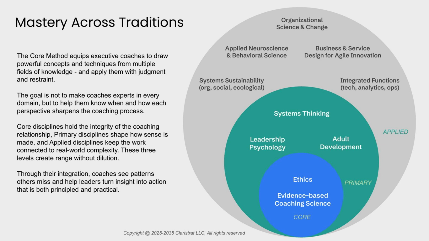At the primary level, we build depth with leadership psychology, adult development, and systems thinking. These disciplines provide the scaffolding for growth, helping leaders move through developmental stages, expand perspective, and handle complexity. At the applied level, we extend into fields like neuroscience, service design, organizational change, and systems sustainability. These strengthen the coach's ability to connect insights to real-world market conditions, where decision-making has to withstand volatility, uncertainty, and competing pressures. The point is not to make coaches into domain experts, but to equip them with judgment, knowing when and how to bring each lens forward.